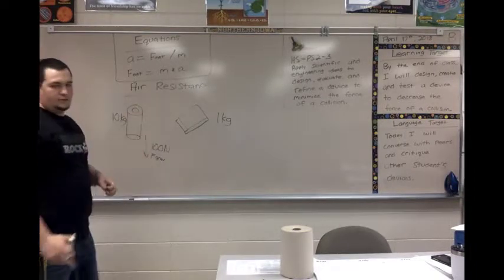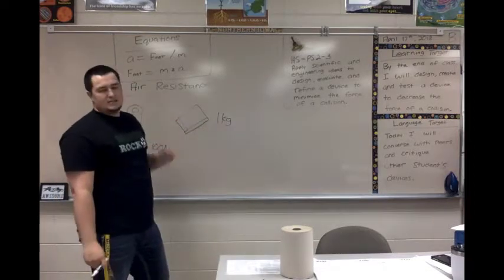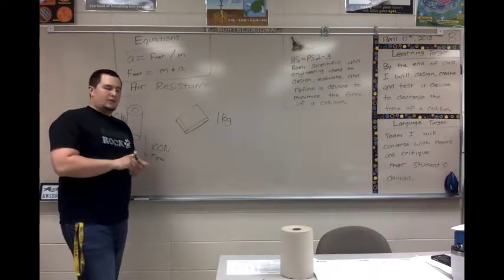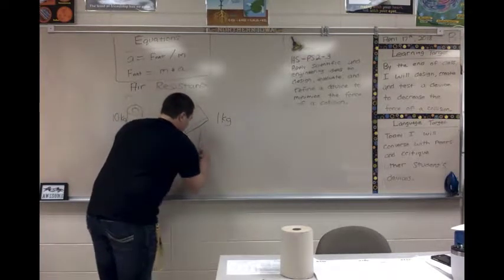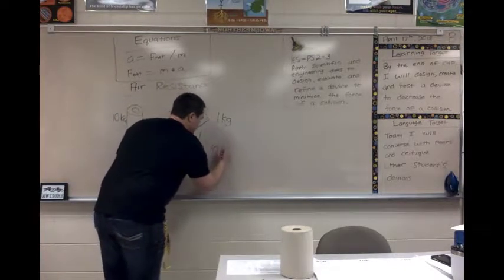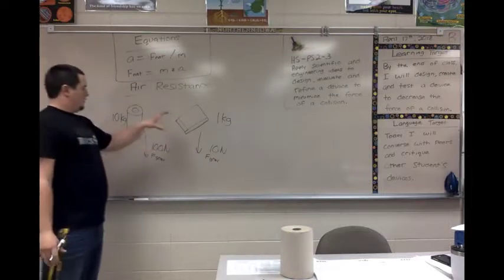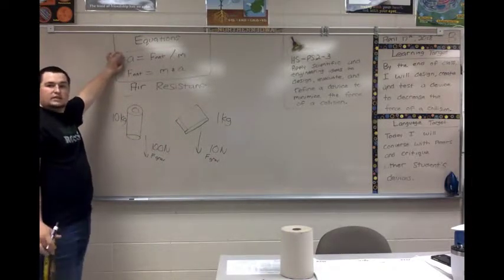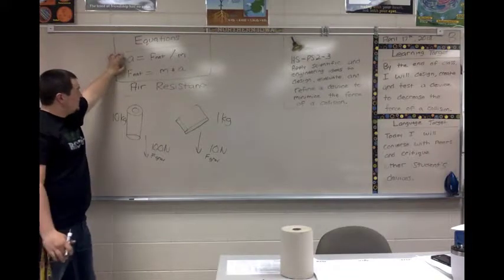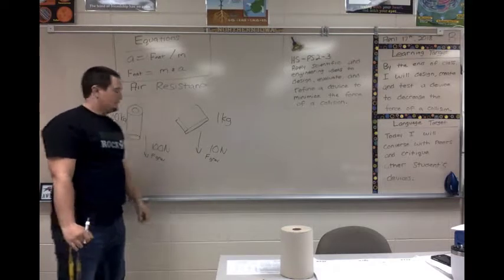So our gravitational force. Same thing for the eraser. We need to take its mass times gravity. So 1 times 10 would again give me 10 newtons. So we have 10 newtons for our gravitational force. So for these two objects, now we can figure out their acceleration. Acceleration equals net force divided by mass.